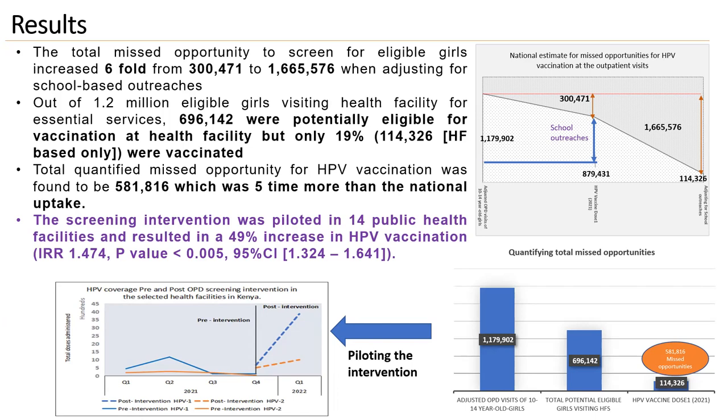If you look at the graph on the right, we have 1.1 million girls visiting health facilities, and those eligible are 696,000 based on the coverage at that point. And only 114,000 girls were vaccinated at the health facility. Which means we had the potential to vaccinate 581,000 girls who brought themselves to the health facility for other routine activities.